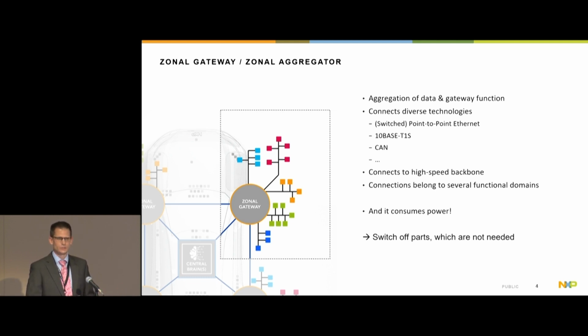On the other side, it typically connects to a high-speed backbone, and if you want to send data to another part of the car, this backbone is needed. All those connections belong to different functions. There's much more that it does, but it also consumes power. This power consumption is of course the disadvantage, and especially if you don't need something, you should switch it off. But as I said in the beginning, if you switch it off, you also need to consider this in your safety concept, that those parts can be off.